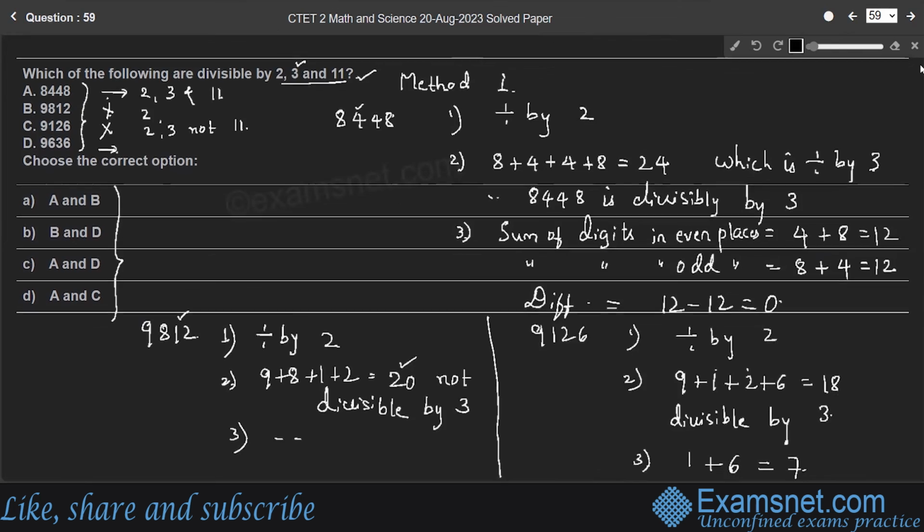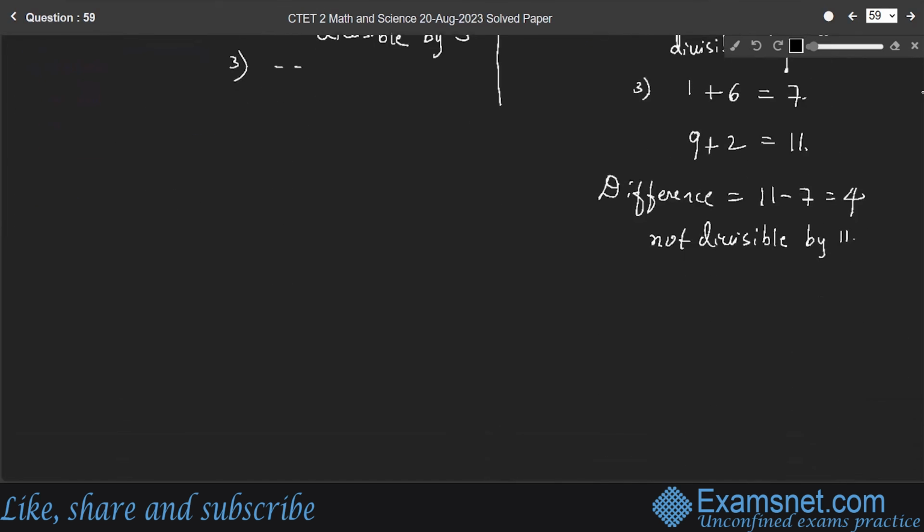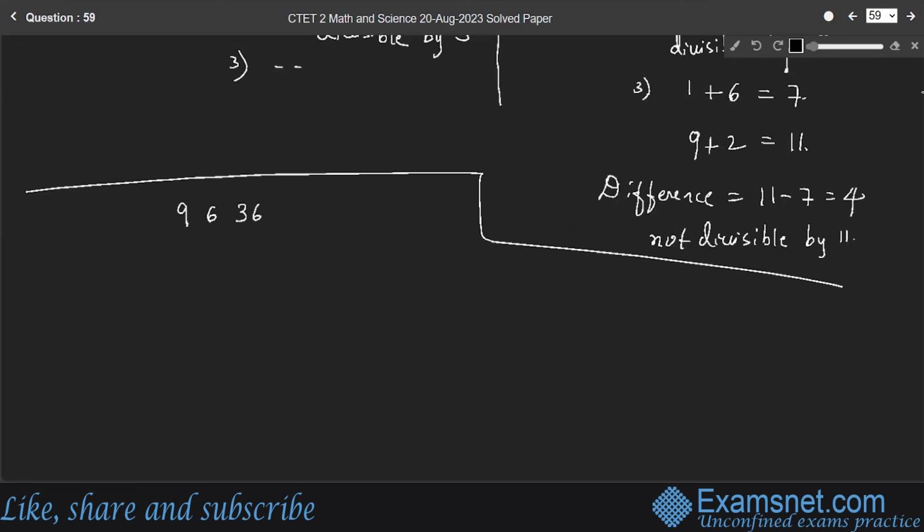So it is divisible by all the 3 numbers according to the options. So here we'll consider the fourth, 9636. So 9636 is an even number, therefore it is divisible by 2. So consider the second number 3, right? So 9 plus 6 plus 3 plus 6, sum of the digits. So we'll get 12 plus 3 is 15, plus 9 is 24. So which is divisible by 3. Therefore, the whole number is divisible by 3.